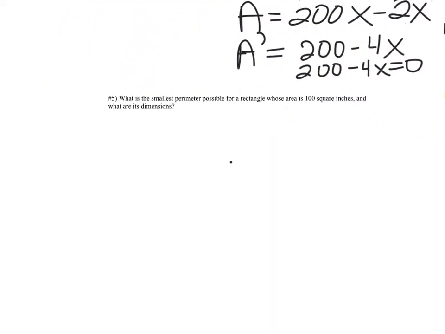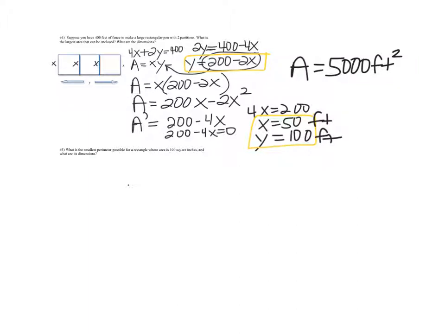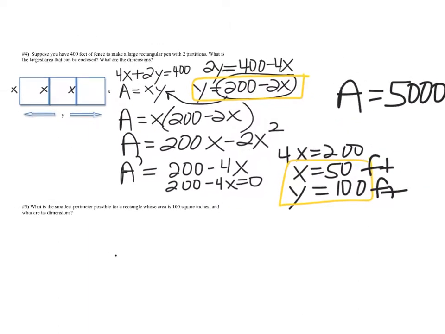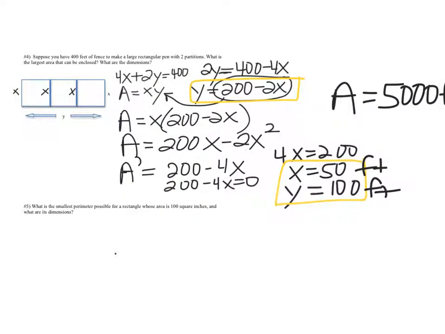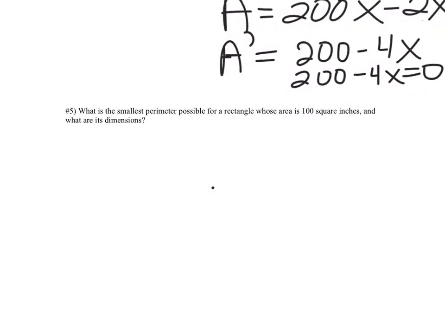Why did you say it doesn't matter which one you plug it into? Yeah, so there I have two areas. I have area as x times y, and then I also have area without y in it. You could plug it into either one. I would just choose x times y. All right, last one.